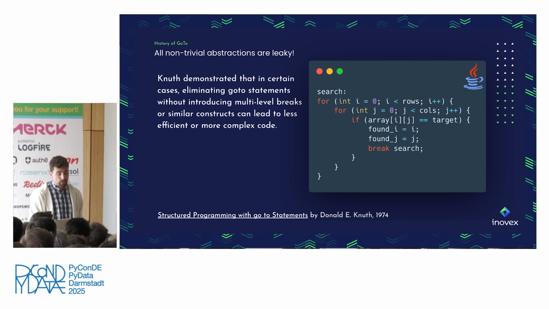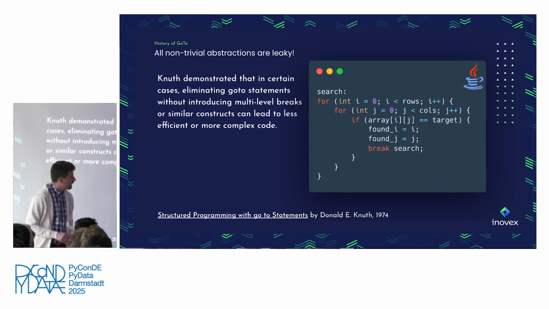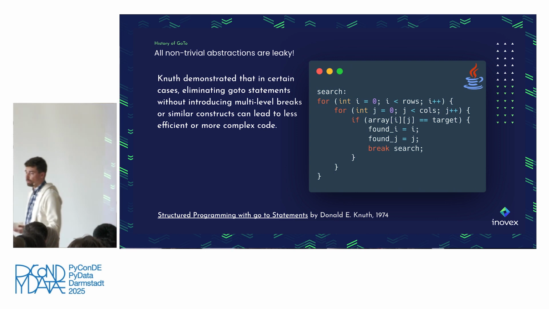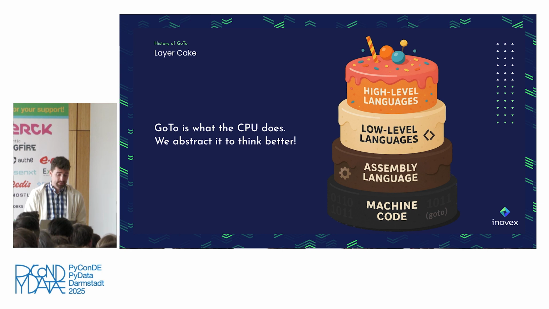But still, we have a break statement. So just for the example I showed before, you can say break search, and with this label on top of the outer loop, you still have a way to jump out. And this goes back to what Knuth said, that in certain situations, jumping somewhere might help.